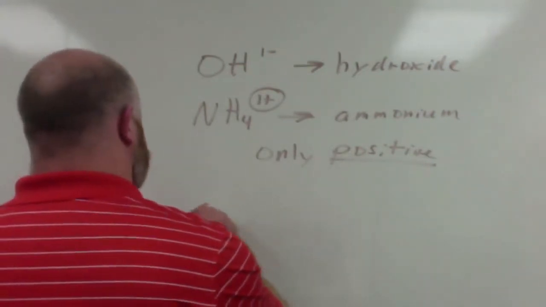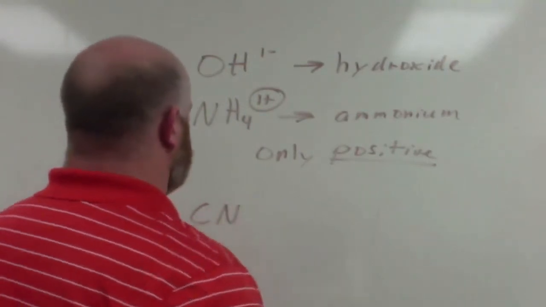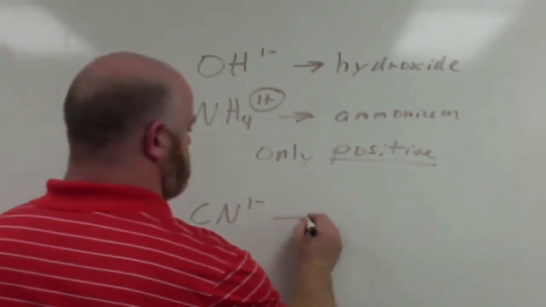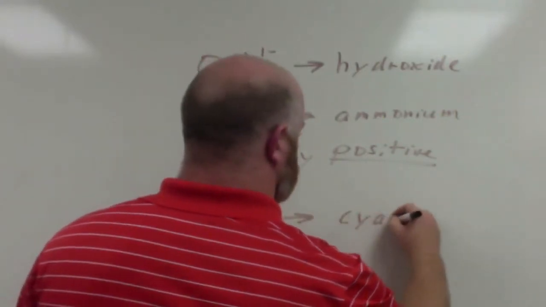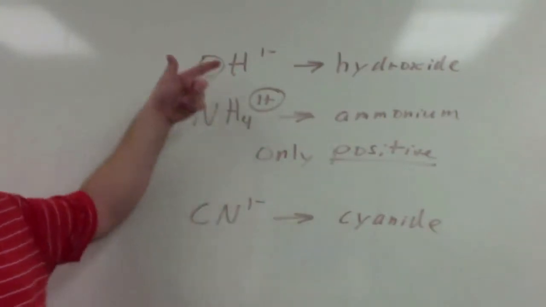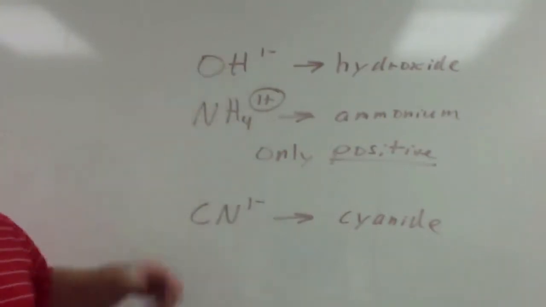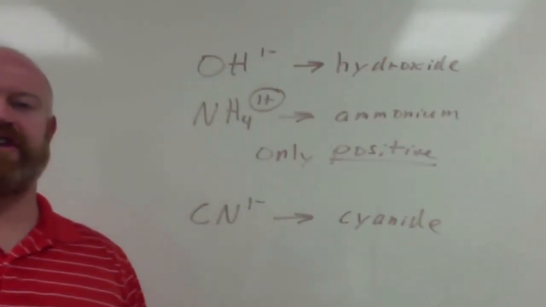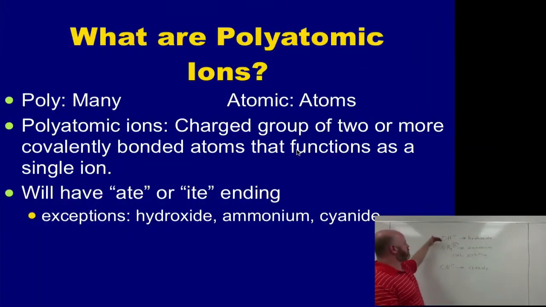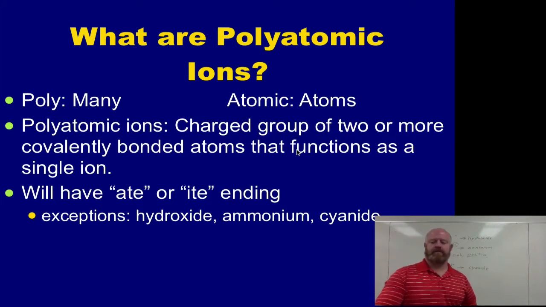Cyanide also doesn't end in ATE, and it has the formula CN. If you notice, all three of these don't have a lot of oxygen in them, so they're a little bit different types of polyatomic ions, but they are three that you are responsible for recognizing as we go through our different polyatomic ions.